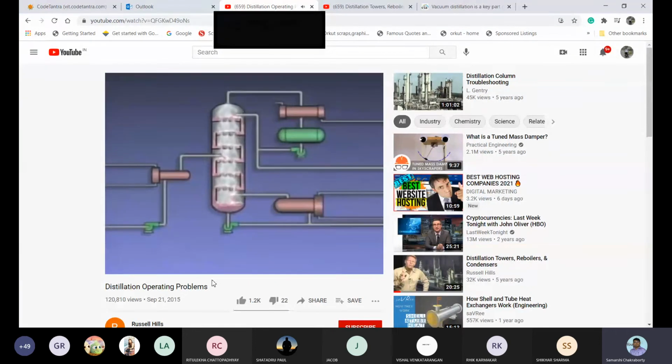In addition to feed rate problems, feed temperature problems can also affect some distillation systems. For example, the temperature of the feed entering this column should be close to the temperature at the feed tray.